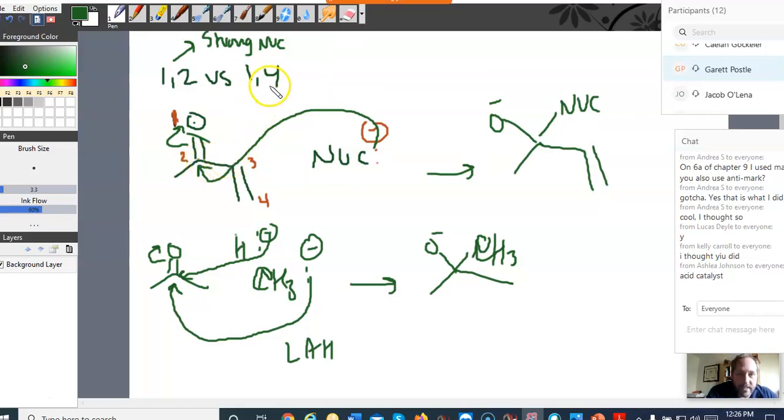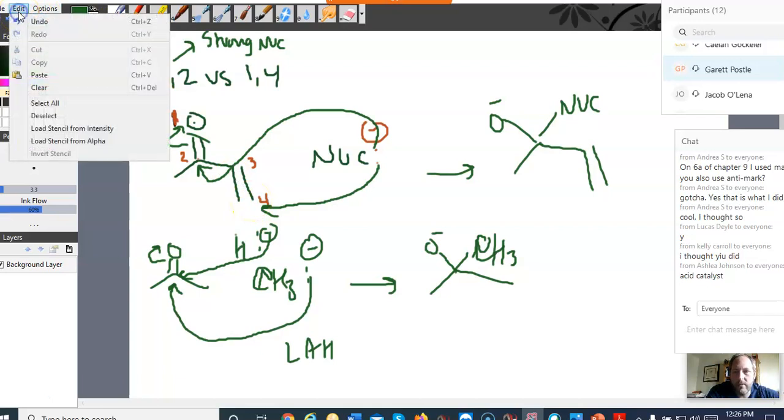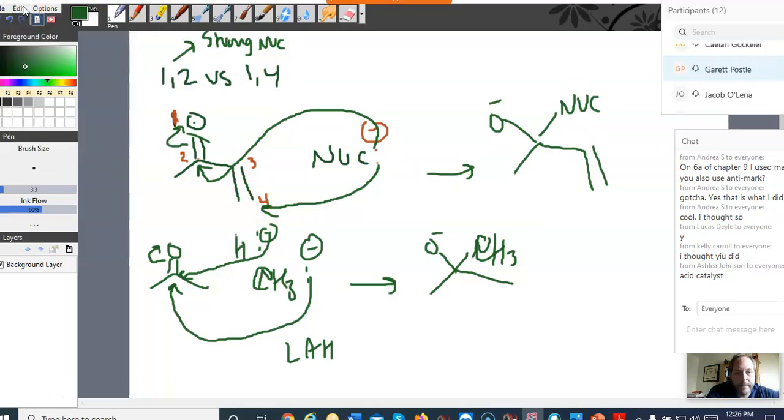A 1,4 addition is exactly how it sounds. It adds to the 4th carbon instead. Instead of adding to the carbon on the carbonyl, it adds to the carbon on the double bond. So I am going to delete this so that I can draw those out. Is everybody okay? Does everybody have this? Say no if you want me to keep it.